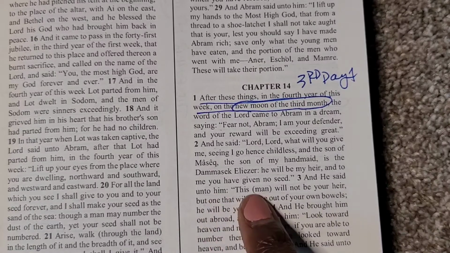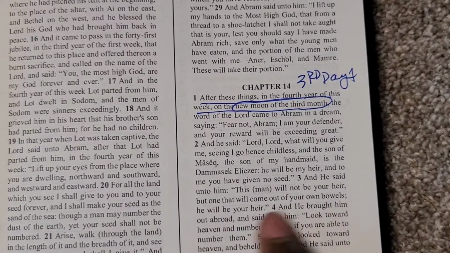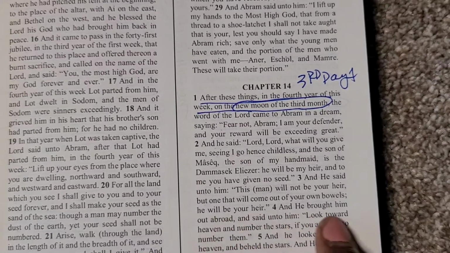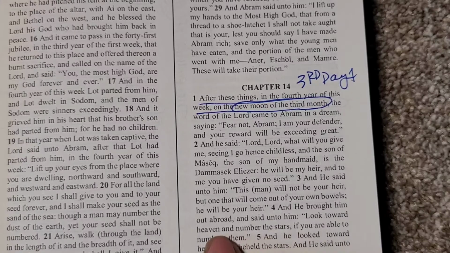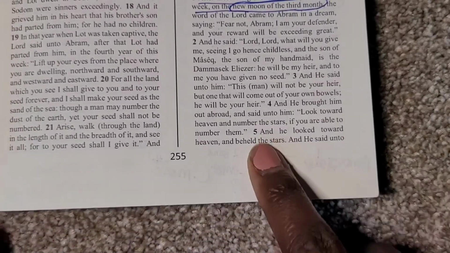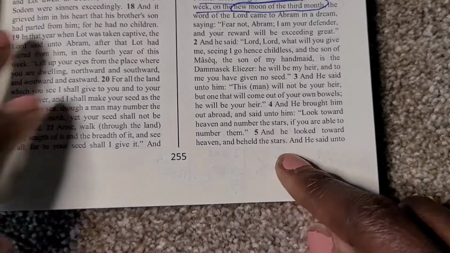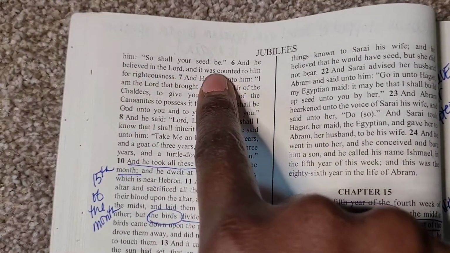And he said unto him, This man will not be your heir, but the one that will come out of your own bowels, he will be your heir. And he brought him out abroad and said unto him, Look toward heaven and number the stars, if you are able to number them. And he looked toward heaven and beheld the stars. And he said unto him, So shall your seed be.